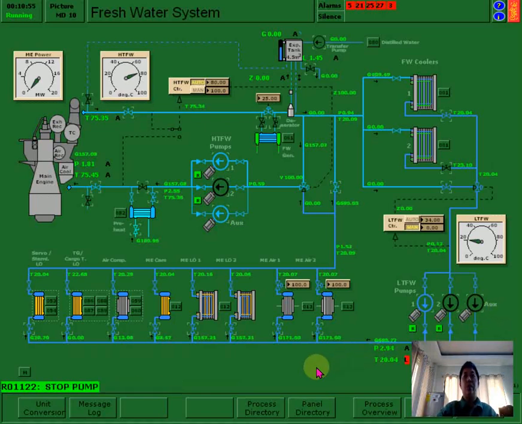Now we already transferred to the main pump. It started again. So I will stop this auxiliary pump. We will proceed to the starting of the DG2.